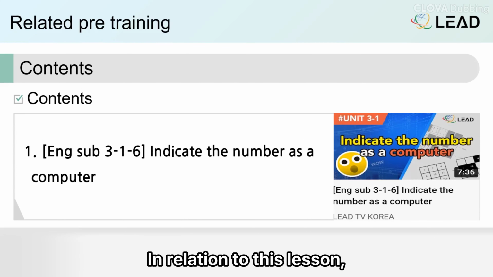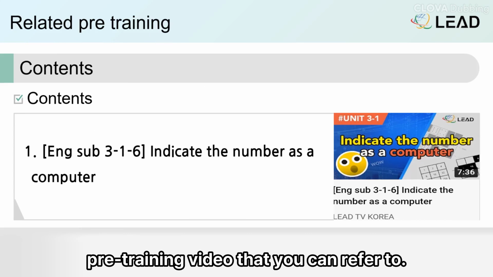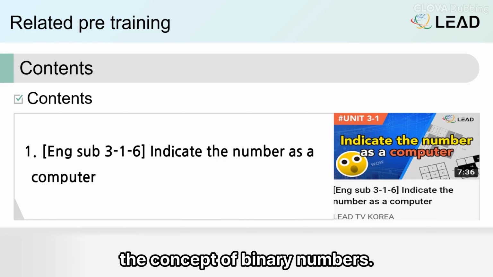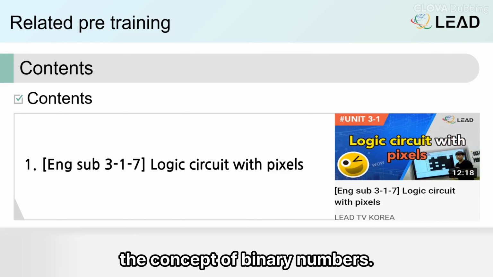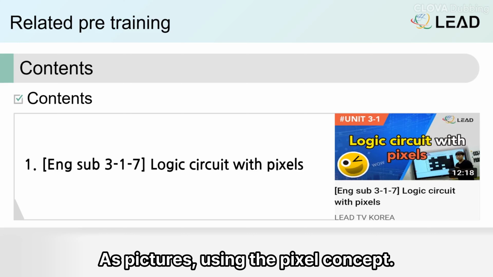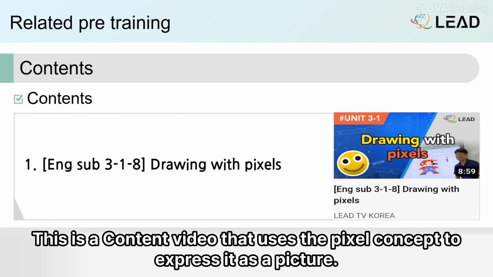In relation to this lesson, we will introduce a pre-training video that you can refer to. This is a content video that can help you understand the concept of binary numbers. This is content about activities expressed as pictures using the pixel concept. This is a content video that uses the pixel concept to express it as a picture.